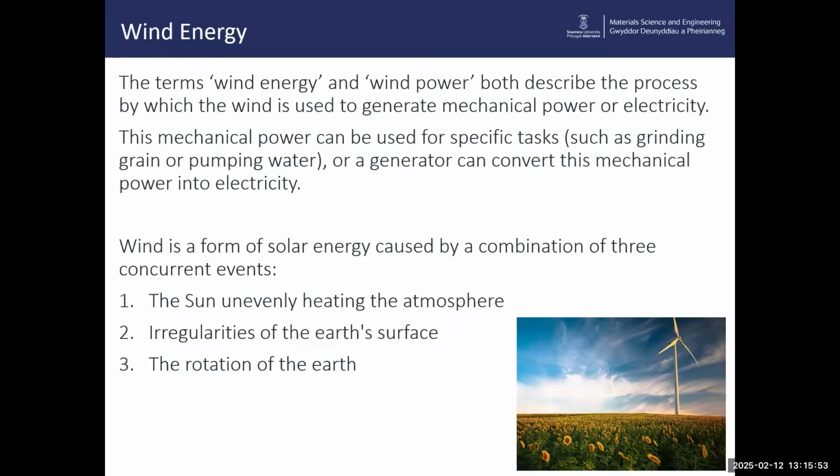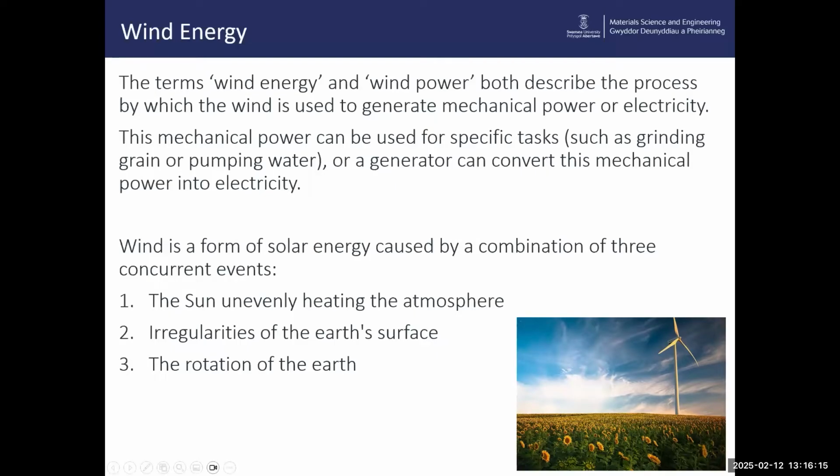This mechanical power can be used for specific tasks. So years ago, it would have been grinding grain or pumping water, and still is in some cases, or directly then to power a generator. The generator can convert this mechanical power into electricity.